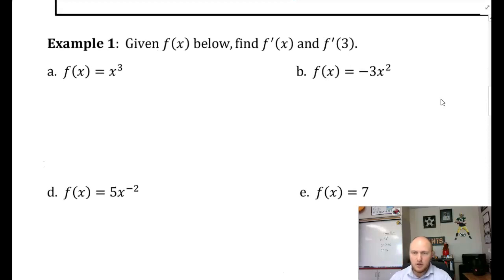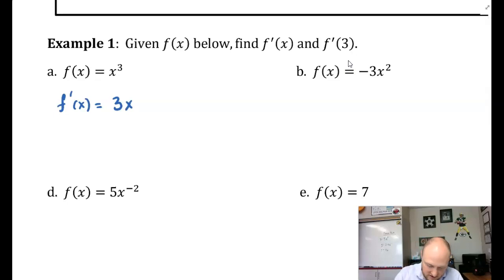Okay, so example number 1. Given f of x below, go ahead and find f prime of x, and then they ask us to find f prime of 3. I'm going to cycle back to f prime of 3 just because I want to get us flowing here with this idea of a power rule. If f of x is equal to x cubed, we want to find f prime of x. So I'm going to use the power rule. I'm going to multiply by the power, 3 times x, and I'm going to subtract 1 from the power.